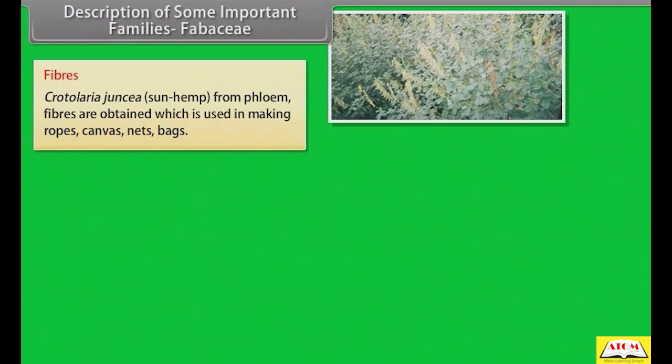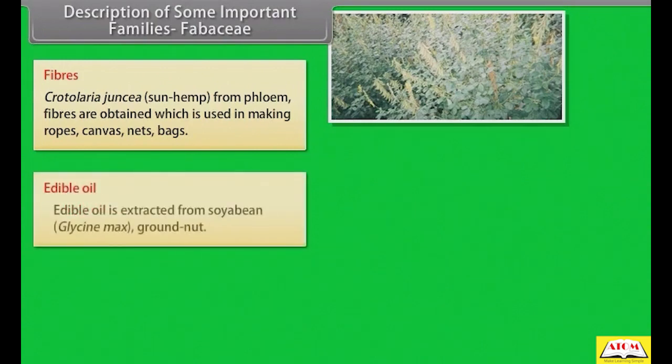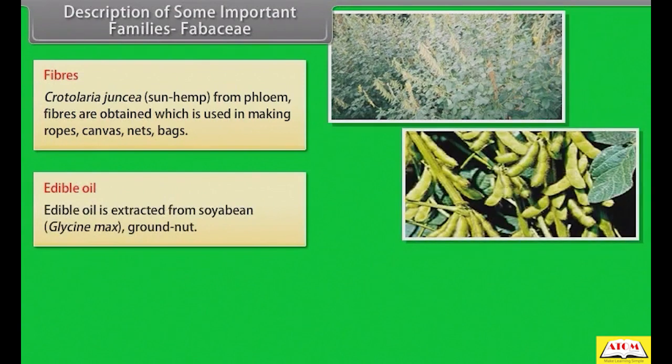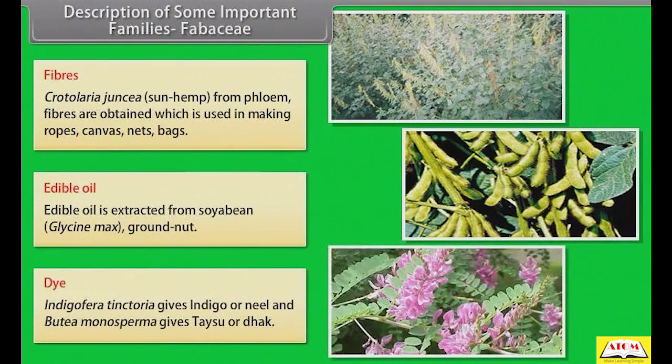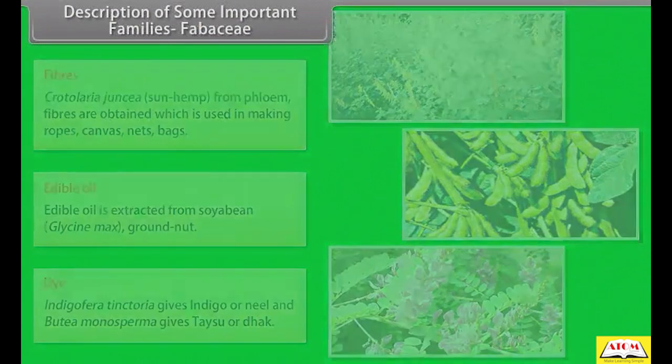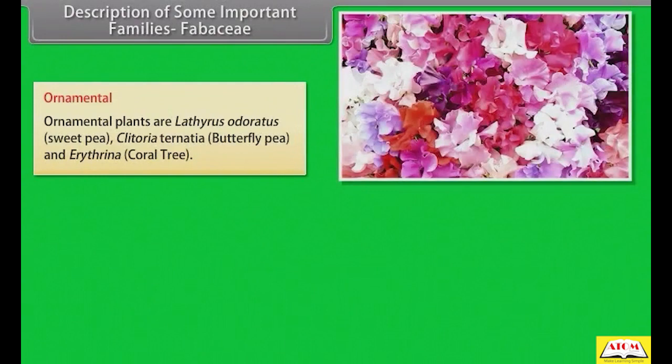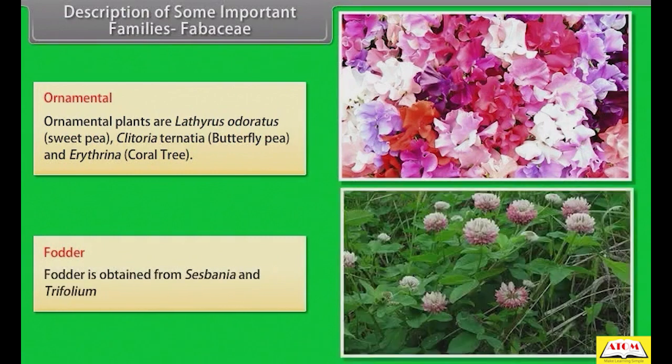Fibers. Crotalaria juncea, sunhemp. From its phloem, fibers are obtained, which are used in making ropes, canvas, nets, bags. Edible oil. Edible oil is extracted from soybean, Glycine max, and groundnut. Dye. Indigofera tinctoria gives indigo or neel, and Butea monosperma gives palash or dark dye. Ornamental. Ornamental plants are Lathyrus odoratus, sweet pea; Clitoria ternatea, butterfly pea; and Erythrina, coral tree. Fodder. Fodder is obtained from Sesbania and Trifolium.